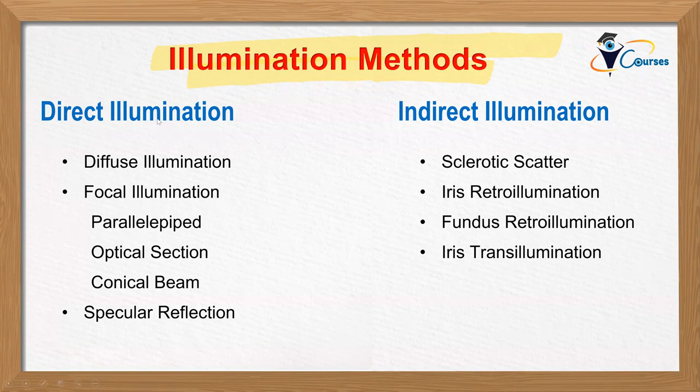Okay. So what are the different types of direct illumination? Diffuse illumination and focal illumination, which can be classified into parallel piped, optical section, conical beam, and specular reflection. On the other hand, indirect illumination can be classified into sclerotic scatter, iris retroillumination, and retroillumination from the fundus, and finally iris transillumination. So all these are indirect illumination techniques.